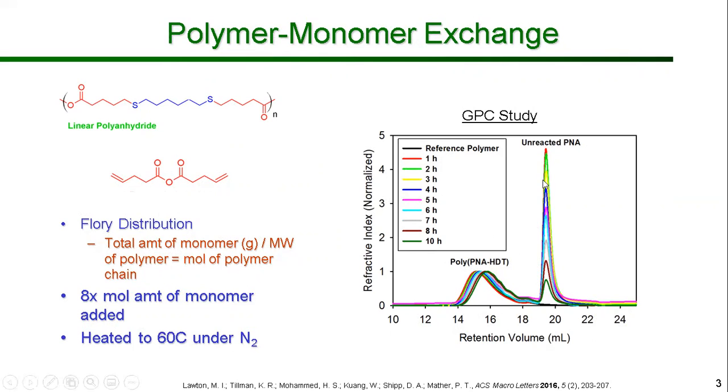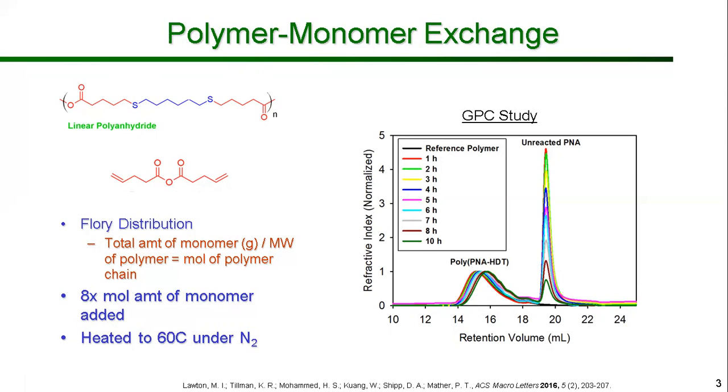As time goes on, you see that unreacted pentanoic anhydride peak disappearing as the polymer peak near the 15 milliliter range slowly starts to shift to higher retention volumes, or lower molecular weights, over time. This is showing that the larger polymers are now breaking into smaller polymer chains, which is what we expected.